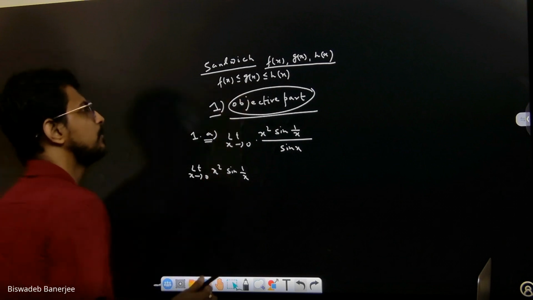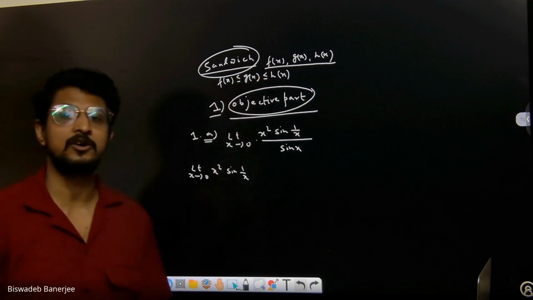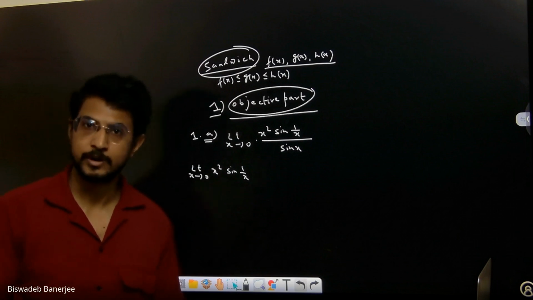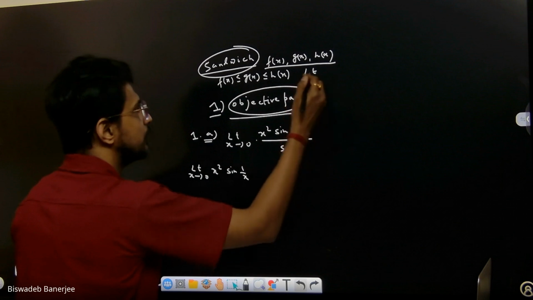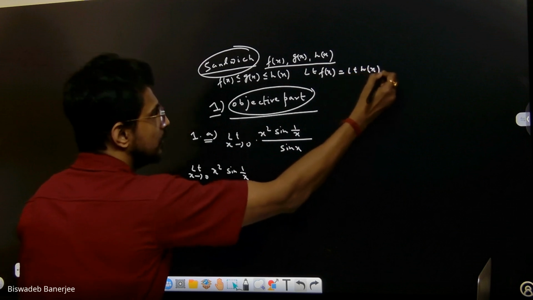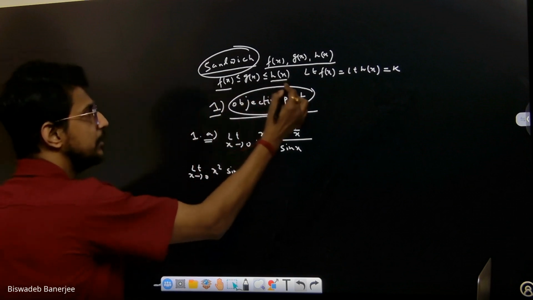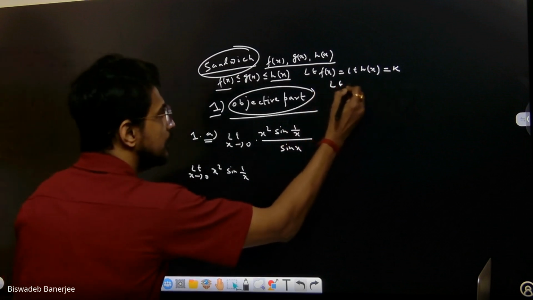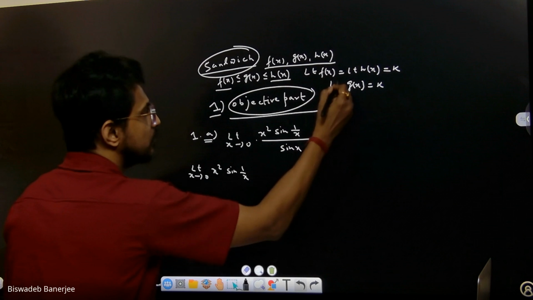It's a very basic theorem due to sandwich. Suppose f(x), g(x), and h(x) are three functions where f(x) is less than or equal to g(x) and g(x) is less than or equal to h(x). Then this theorem says, if limit f(x) equals limit h(x) equals some k, then my limit of g(x) will also be k.